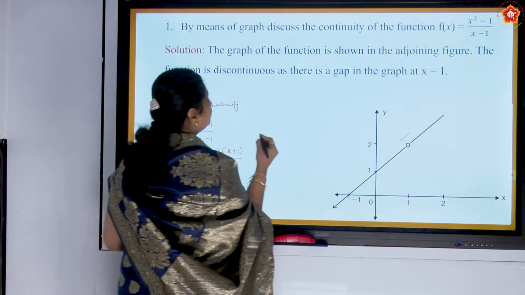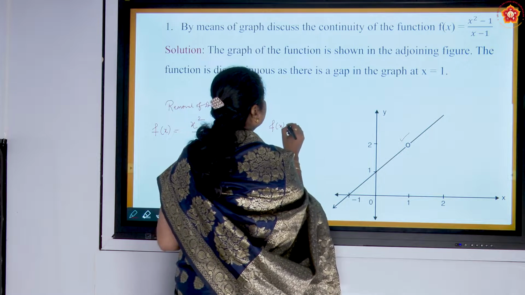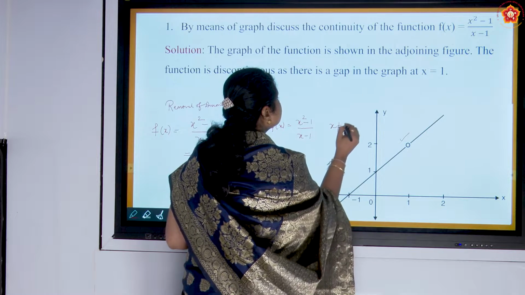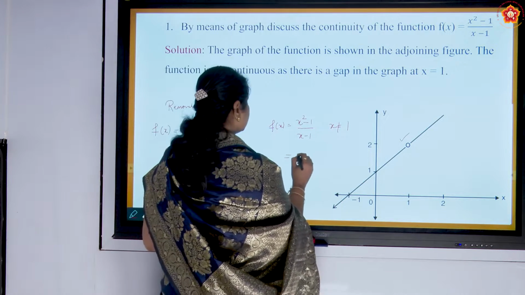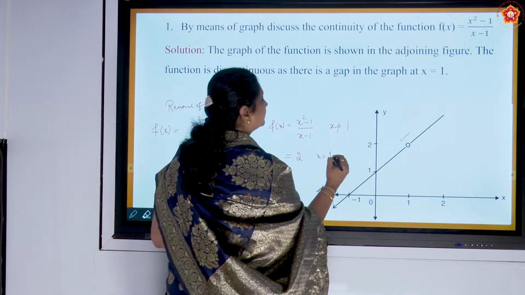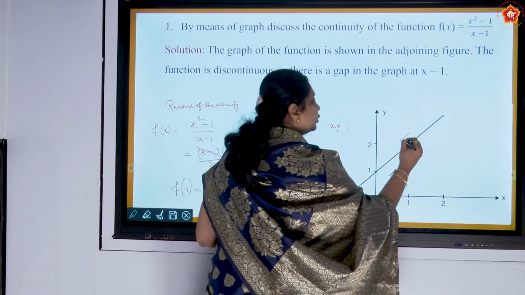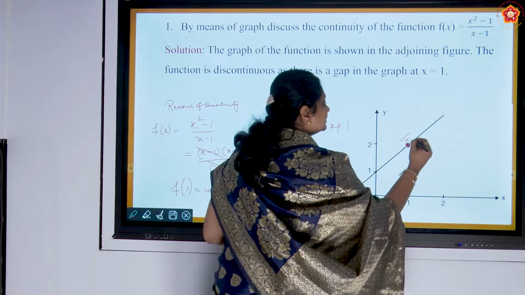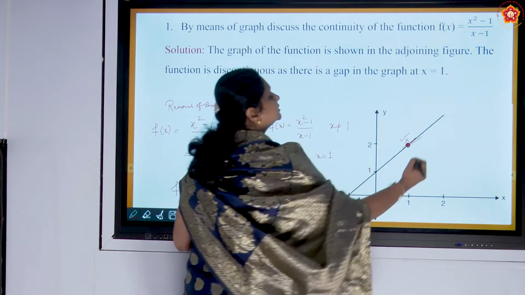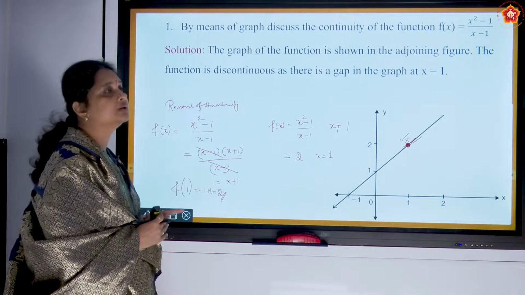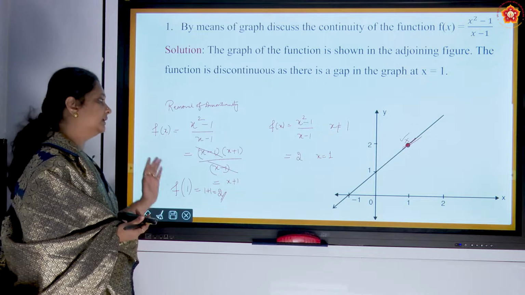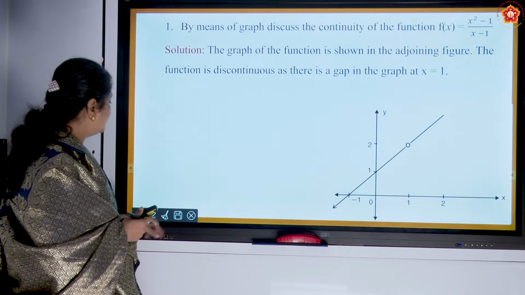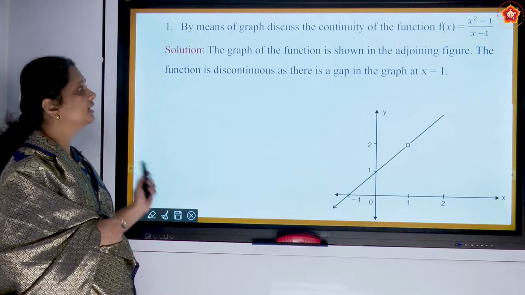So if I redefine my function like this, f of x is equal to x square minus 1 by x minus 1 when x is not equal to 1 and is equal to 2 when x is equal to 1, then I can remove this discontinuity and I can mark it as 2 and make the graph continuous. So this is how we remove the discontinuity of the function by redefining the function according to its existence. I hope you understood. Let's move on to the next question.